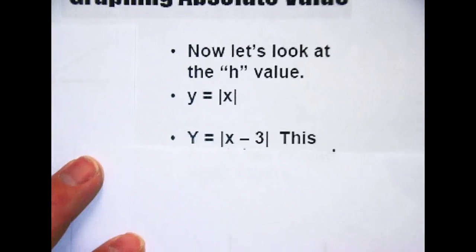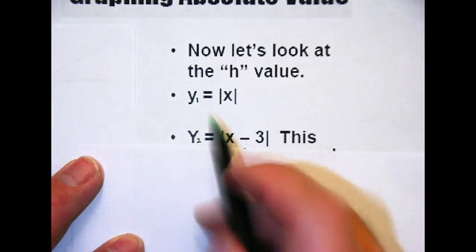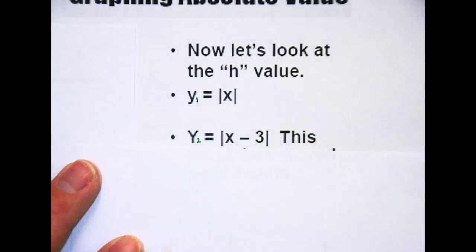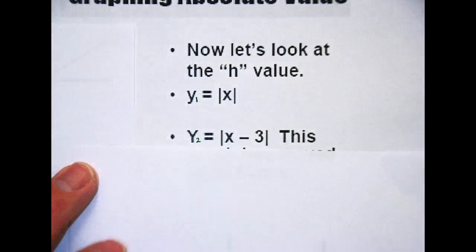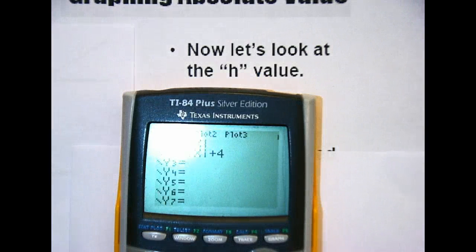So if you're in your y equals menu, I want you to go ahead and take y equals the absolute value of x, y sub 1, and then on y sub 2 this time, I want you to graph this guy right here. So this one's going to be y sub 1, which you already have in. You can delete what's in y sub 2. You just select it and hit delete. So for those of you that aren't familiar with how to, just go down to that line and hit clear. Okay, and it clears it.